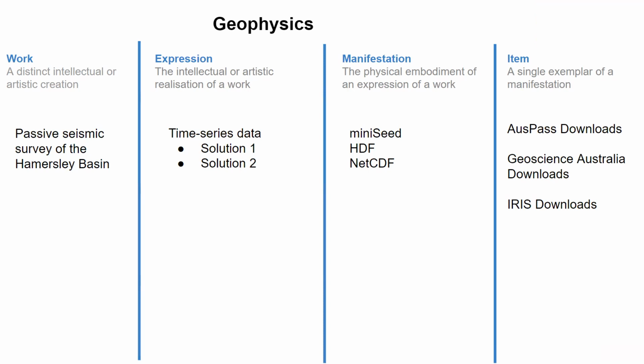At great expense, someone goes out and does a passive seismic survey of the Hammersley Basin, which means putting out I don't know how many seismometers and leaving them over a year. So it's quite an expensive piece of work to collect that. And then the bits and bytes that are retrieved are put into time series data. But the important thing is, give two seismologists the same set of data, and you'd be lucky if you got two solutions. You probably get 22.